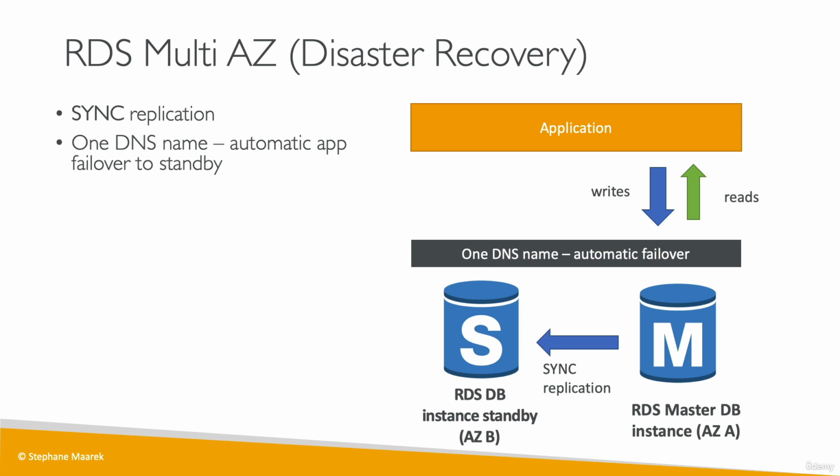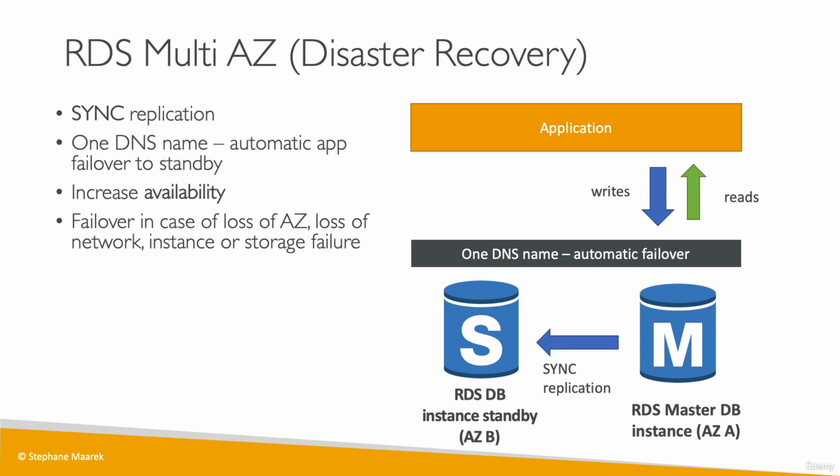So your application talks to one DNS name, and in case there is a problem with the master, there will be an automatic failover to the standby database thanks to that one DNS name. So thanks to this, we increase the availability. This is why it's called multi-AZ.